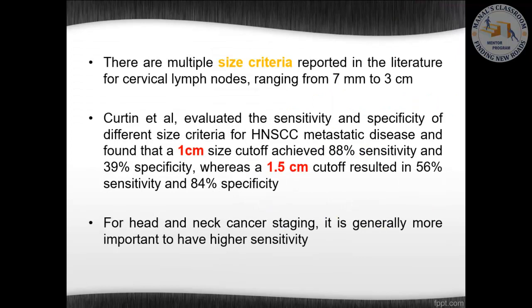What about the size criteria? This is variable. It ranges from 7 millimeter to 3 centimeter, but Curtin et al. found that 1 centimeter size achieved 88% sensitivity and 39% specificity, whereas 1.5 centimeters gives 56% sensitivity and 84% specificity. Comparing them, 1 centimeter gives a higher sensitivity than 1.5 centimeter. And this is much more important in head and neck, to get the sensitivity higher than the specificity. So we will go for 1 centimeter.